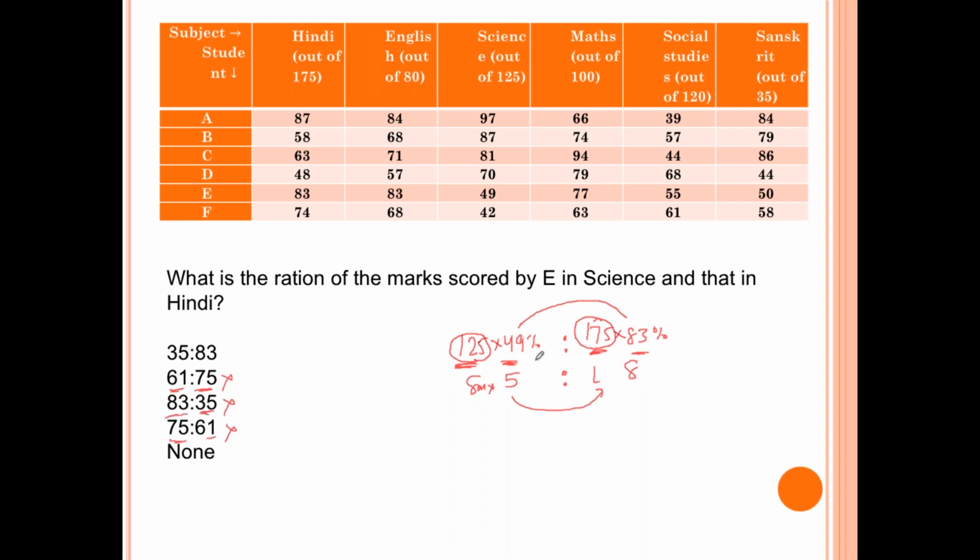At the same time, 83 is a prime number, and a prime number never dies. Remember it. A prime number never dies, otherwise another prime number would eat it up, right? So 83 shall be there in the answer. Bhargavi, it should be A option, not B option.